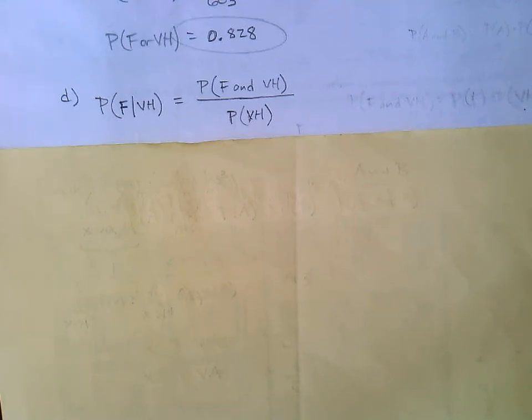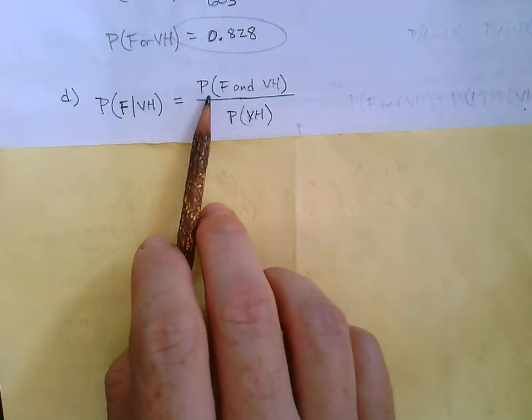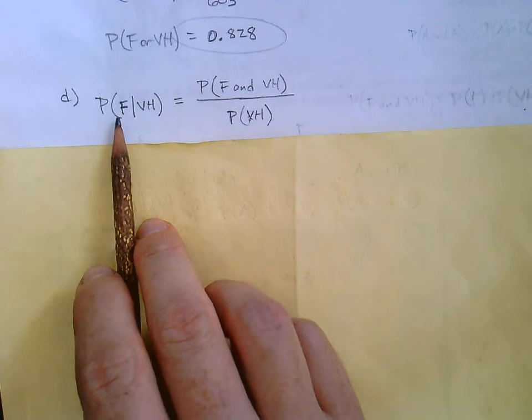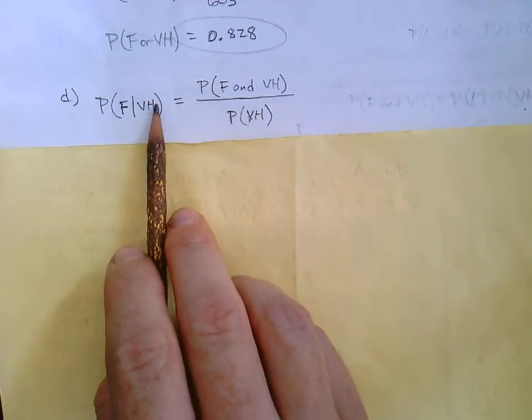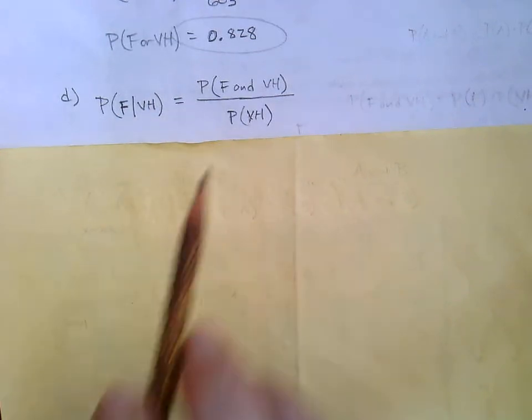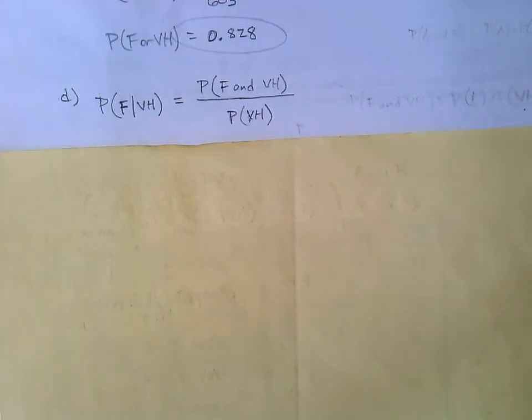So if we go back to the formula for the given, this would mean probability female and very happy, right? We take both, divided by, and remember, think of this like a division symbol, divided by the probability of being very happy. So what's happening is we're only looking at the very happy people. Out of the very happy people, how many of them are female? Like, what's the chances of a randomly selected person being female? Okay.